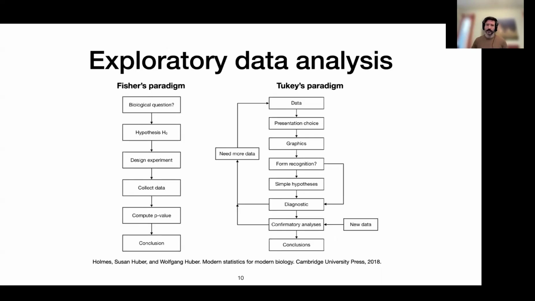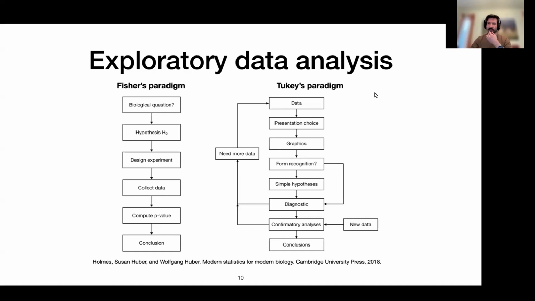One of the frameworks that I work in is this idea of exploratory data analysis. There's this great diagram in a textbook I really like called Modern Statistics for Modern Biology. Essentially, it posits these two different approaches to statistical analysis. These two frameworks have been around since the 70s or so. Fisher's paradigm has been around since like 1900. But the idea is you have a pretty straightforward and linear approach to science where you have a biological question, you develop a hypothesis, you design an experiment around this null hypothesis, you collect the data, you compute a p-value, and then you reach a conclusion based off of that.